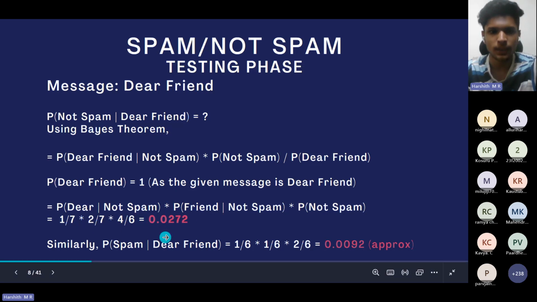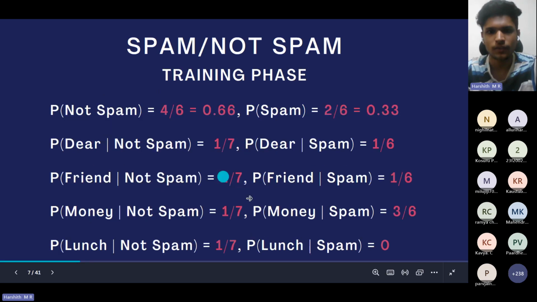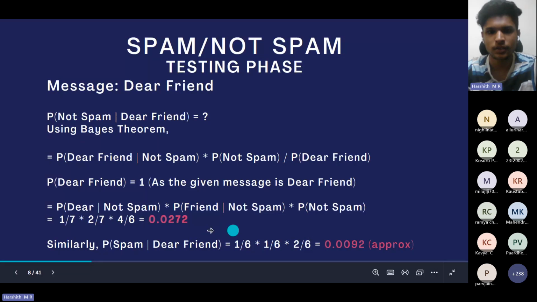Similarly, for the spam case, when you write the same equation, it would be probability of "dear" such that it's present in spam times probability of "friend" such that it's present in spam times probability of spam. And when you substitute these values from the training probabilities, you'll get a value for the spam case also. So comparing these two probabilities, since the not spam probability is more than the spam probability, we'll classify this message as not spam.